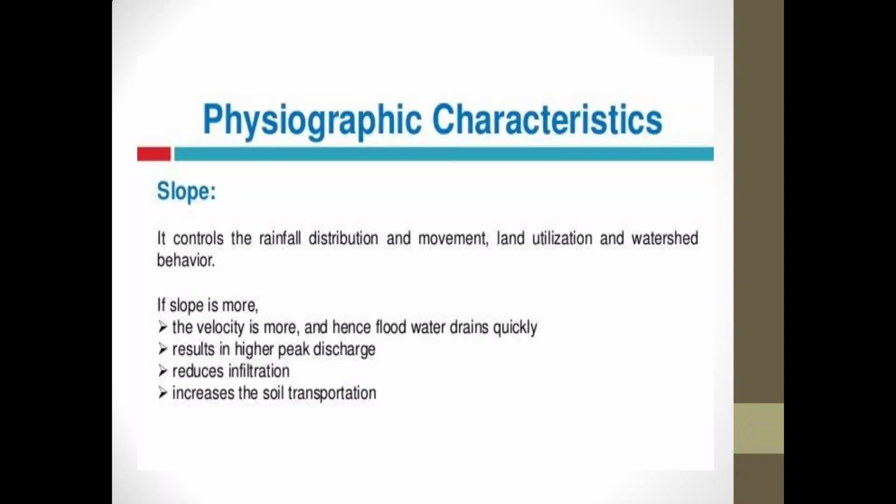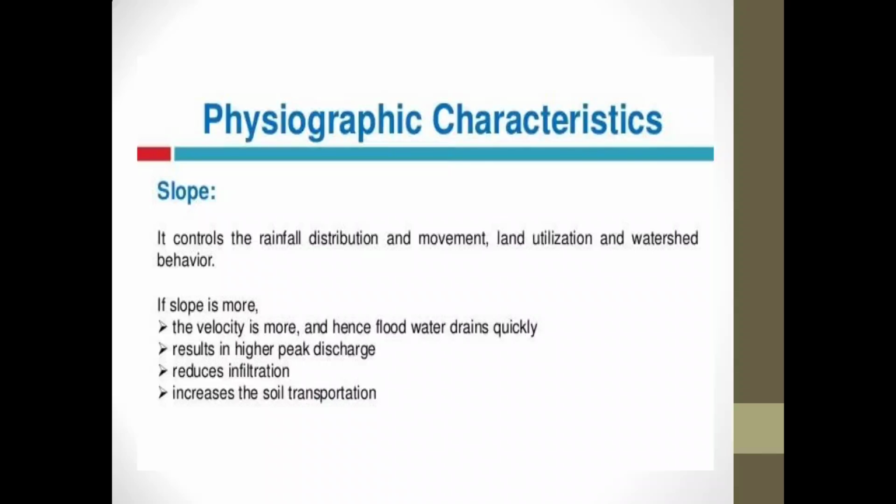Then the third characteristic is the slope. The slope controls the rainfall distribution and movement, land utilization, as well as the watershed behavior. If the slope of the watershed is more, then the velocity of the runoff water is more and hence the flood water drains very quickly. That means the excess water is removed very quickly, within a very short period of time.